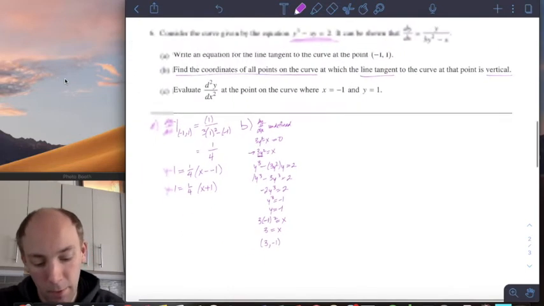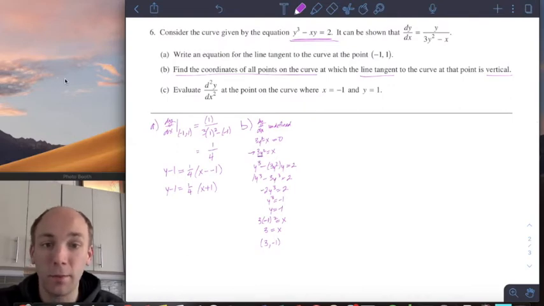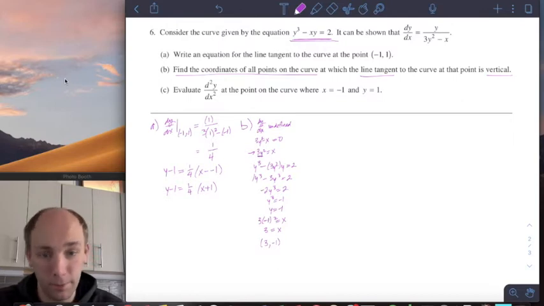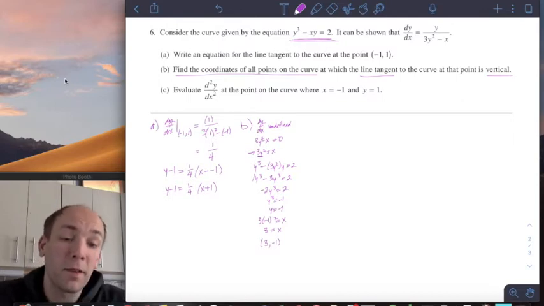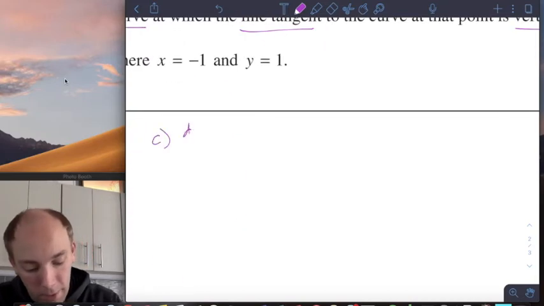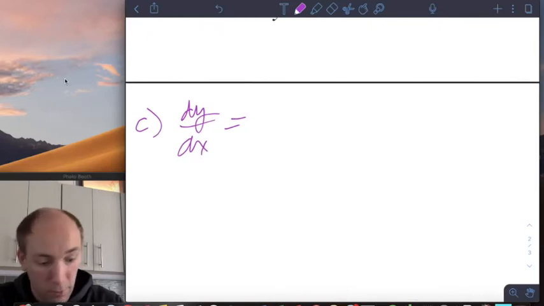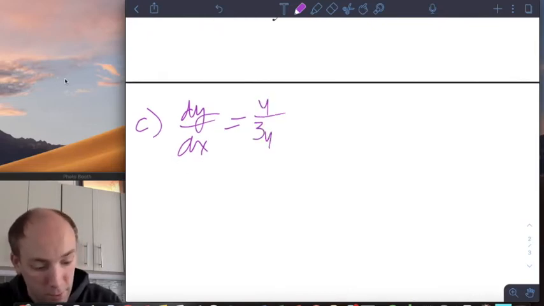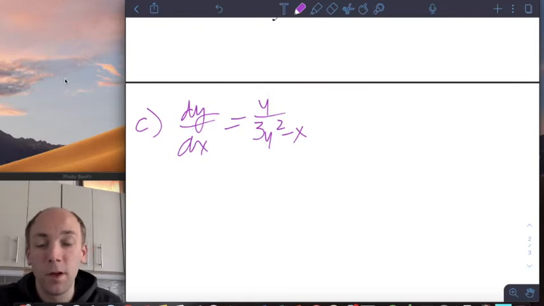Part C: evaluate the second derivative at the point on the curve where x equals negative 1 and y equals 1. So what that means is we need to find the second derivative. For part C, I'm going to go ahead and rewrite my original function, dy/dx equals y over 3y squared minus x. I need to find a second derivative. When I take the derivative of this, because this is a fraction and I have variables in both the top and the bottom, I want to use the quotient rule.